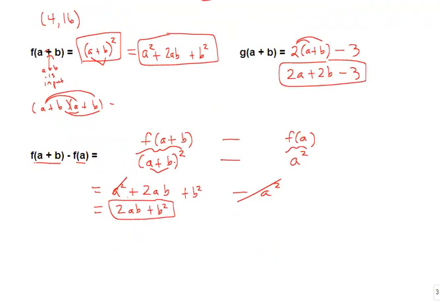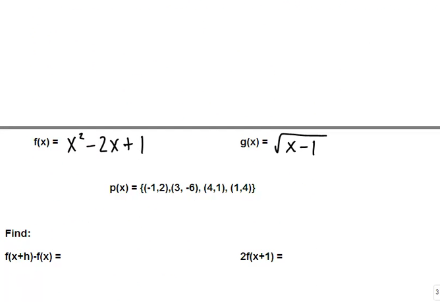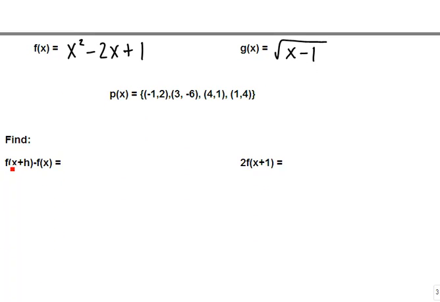Okay? Now we're going to do this all over again, but with some slightly more complicated functions. So we're just going to evaluate a few more functions here. So in this next example, we're going to find f of x plus h minus f of x. So again, it looks very similar to the last example. Instead of a plus b, I have x plus h, and instead of f of a, I have f of x. So we're going to want to find f of x plus h, and then we're going to want to find f of x, and we're going to subtract these two answers.